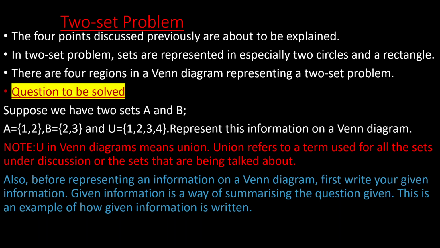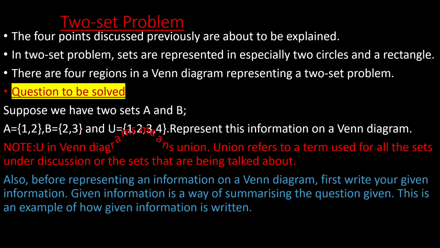So this is the question to be solved. Suppose we have two sets A and B. A equals {1, 2}, B equals {2, 3}, and U equals {1, 2, 3}. Represent this information on the Venn diagram.